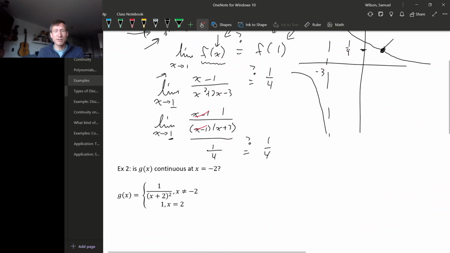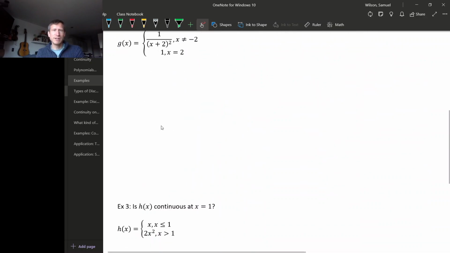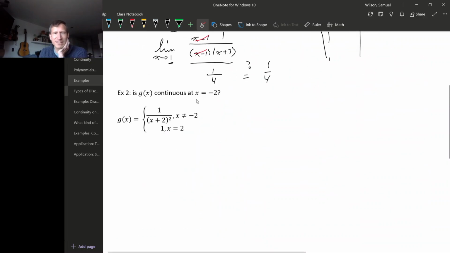All right, let's look at another example. How about this one? Is this function, g of x, continuous at x equals minus 2? Well, again, we're just going to check. We're going to calculate the limit as x goes to minus 2 of g of x.